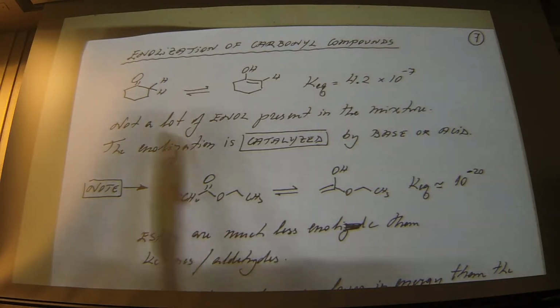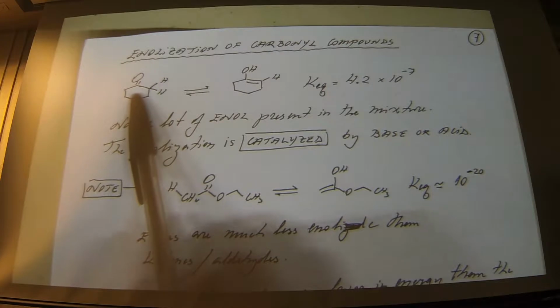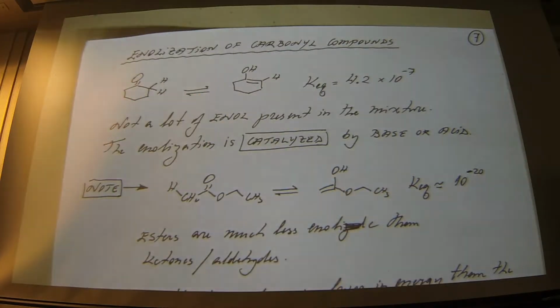The question, of course, is how come? Why is this the dominant form at equilibrium? And what this is telling us is that this is a lot more stable than that. There are really a couple of reasons for this.